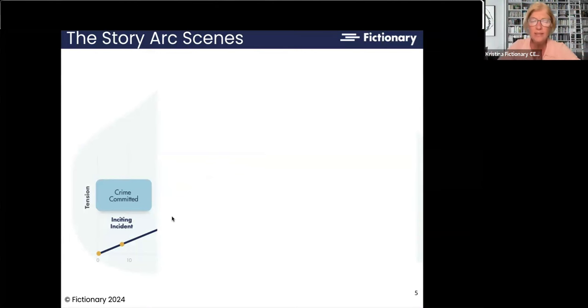So what we're looking at here is the story arc for a traditional mystery where a crime has happened and somebody's going to discover who committed this crime.